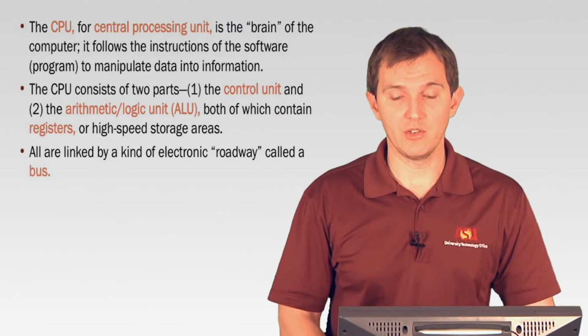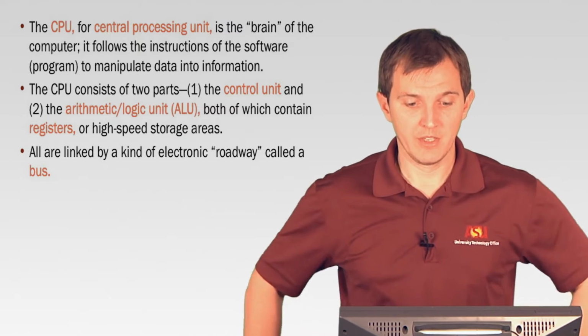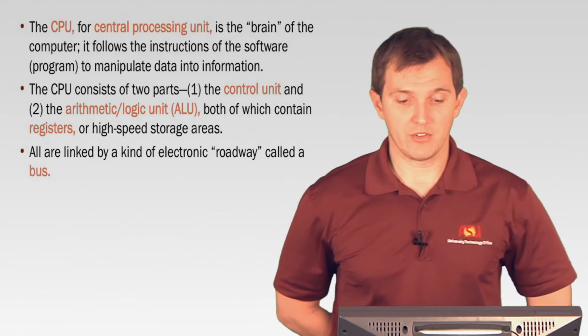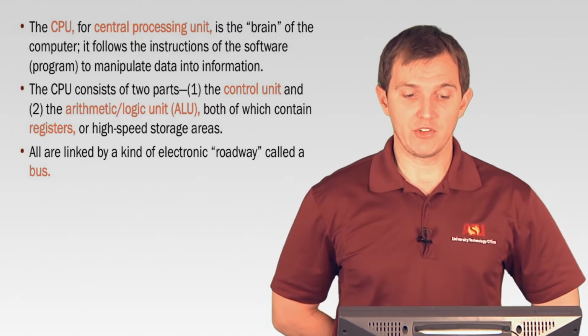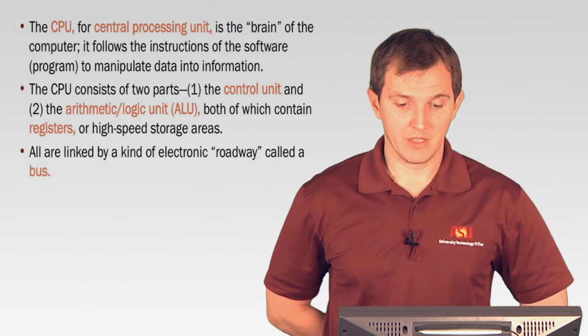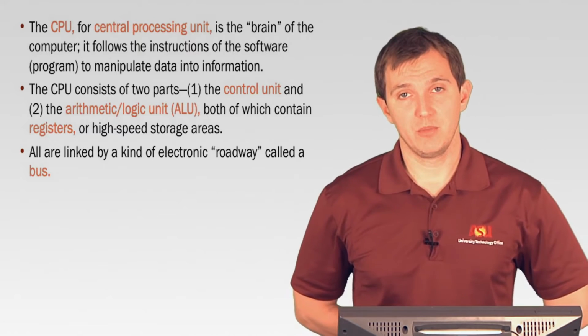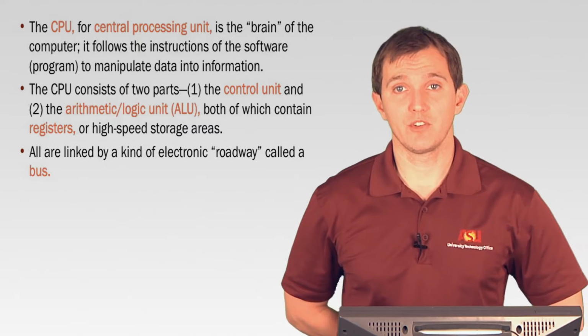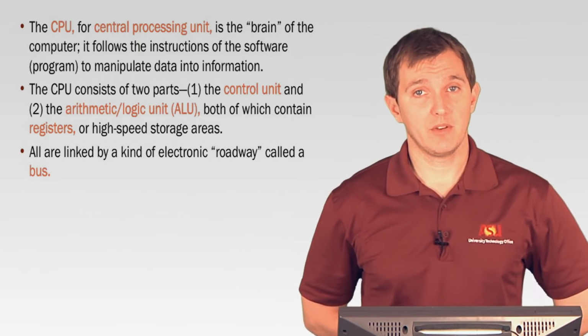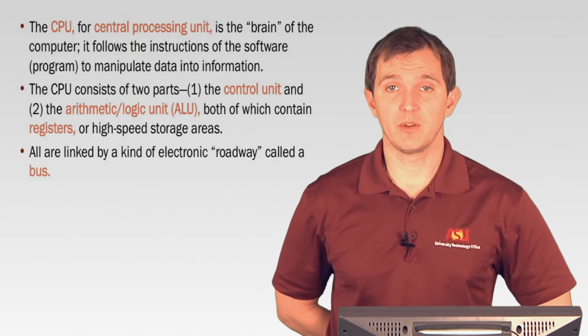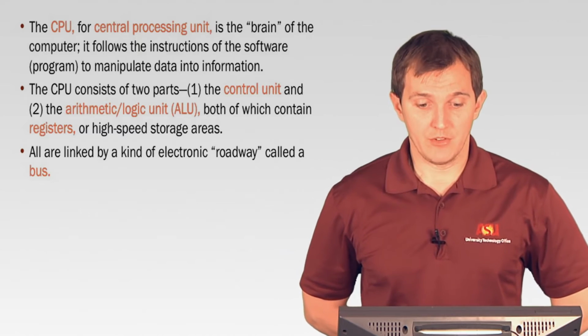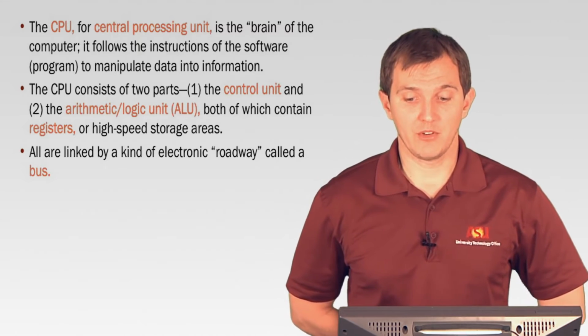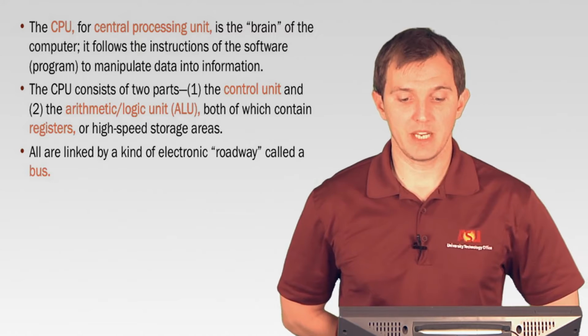The central processing unit and a machine cycle. So the CPU, as I believe we've already said at this point, is the central processing unit, and it is the brain of the computer. It follows the instructions of the software to manipulate data into information, which, as we said, is the principal purpose of a computer. It takes your data, it is manipulated by you and the computer, and then it becomes meaningful information.